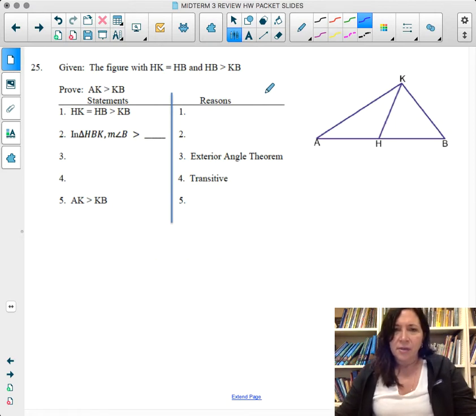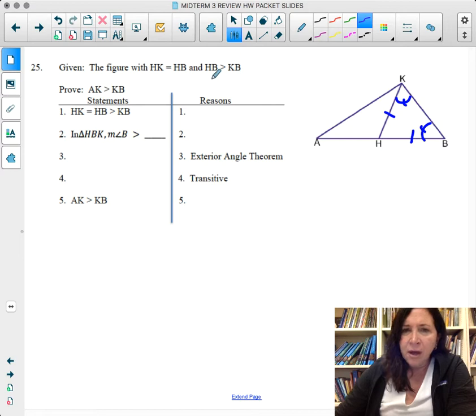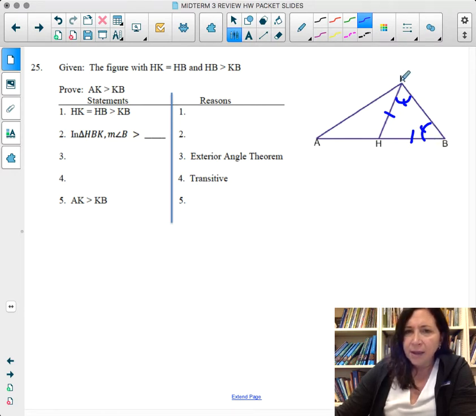Given the figure that HK, this is HK, is equal to HB, so I'm going to set those equal to each other. We know that also if sides are congruent, then their opposite angles are congruent. So that's the Isosceles Triangle Theorem. HB is greater than KB. So if this is A, then this is going to be more than that.